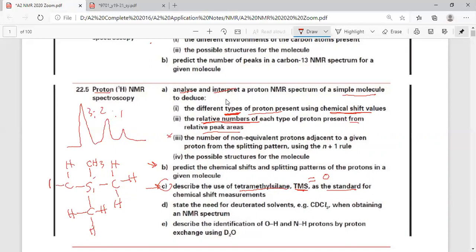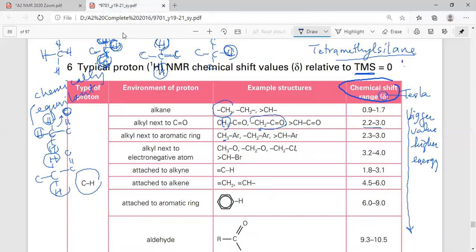All right, so this is called tetra 4. 1, 2, 3, 4. So tetramethyl silane, right? So we're going to see why this is 0 here. Let's go back to theory.